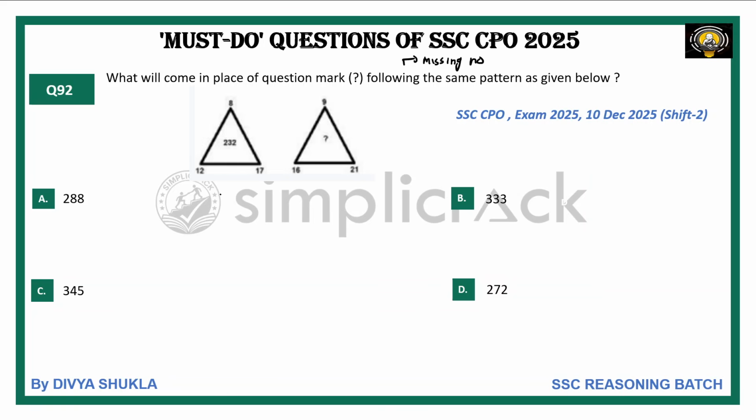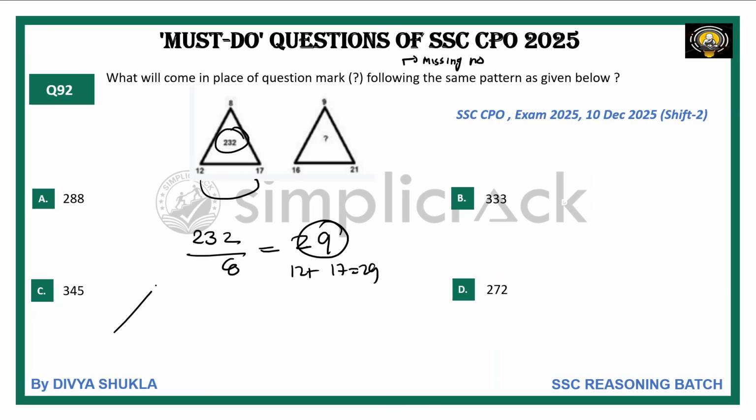Now I'm having 8, 12, 17, 16, 21, and 9. So what would be the logic here? If you take these numbers 12 and 17, first of all understand this 232. 232 is basically divisible by 8. If I divide this by 8, I would be getting 29. And 12 plus 17 is 29. So what is the logic?